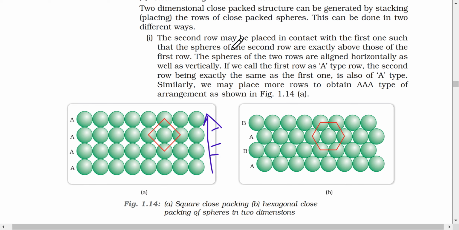The spheres of the two rows are aligned horizontally as well as vertically. If we call the first row A, the second row will be exactly the same as the first one, so it will also be A. तो हम ऐसे को क्या कहते हैं? We call it A type of arrangement. हम similar rows को stack कर रहे हैं one over the other, horizontal as well as vertical symmetry.